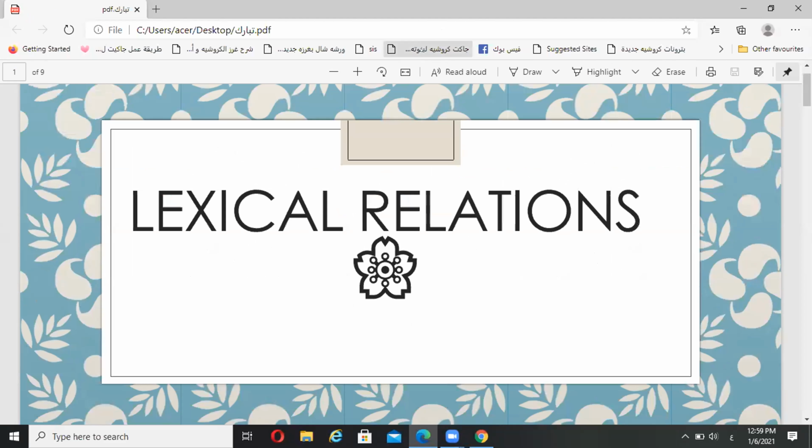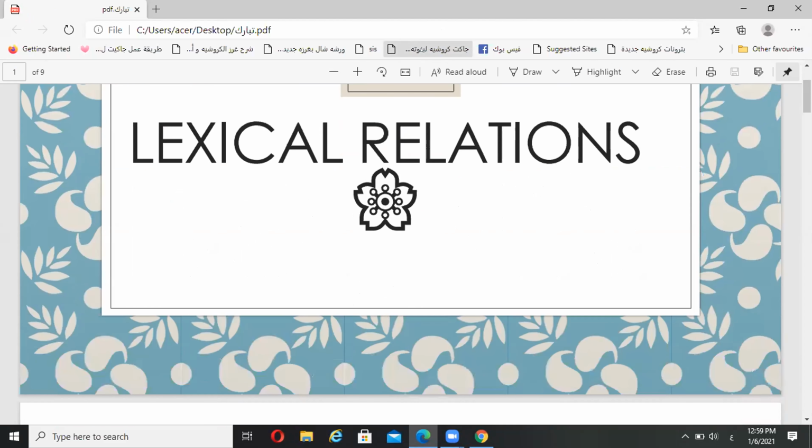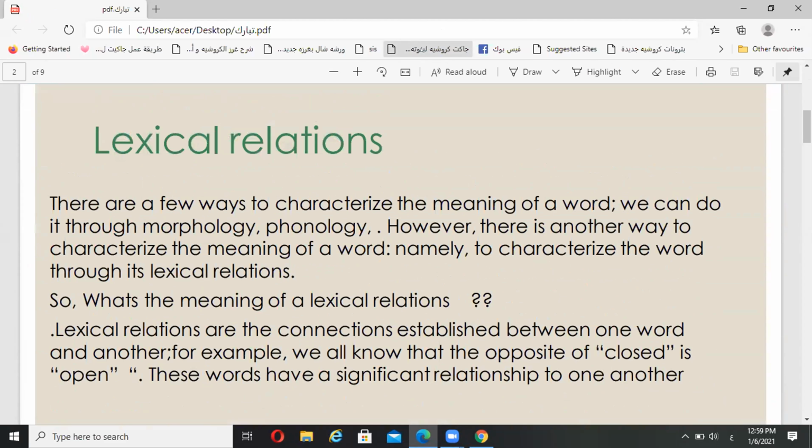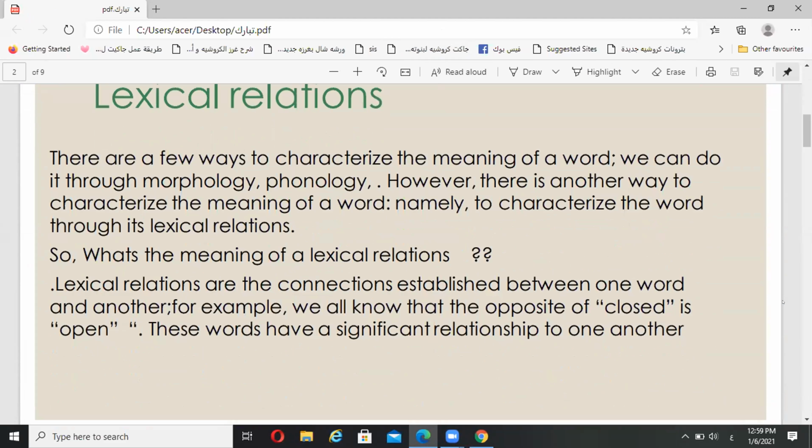Good afternoon, guys. Today we will talk about lexical relation. Please, Malak, give us the second slide. There are a few ways to characterize the meaning of words. You can do it by morphology or phonology. However, there is another way to characterize the meaning: by lexical relation. Lexical relations are the connections established between one word and another. For example, we all know that the opposite of closed is open.